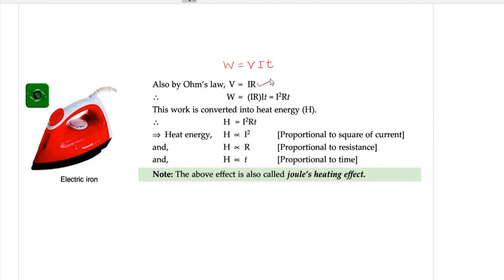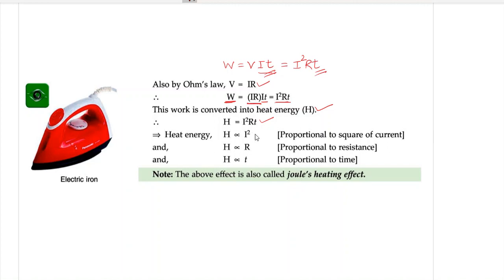What if we use Ohm's law and put the value of V, which is equal to IR, in this formula? We'll get W is equal to, in the place of V, I put I into R, where I is current, R is resistance, multiplied by IT. IT is always there, right? So IR into IT is I square RT. This is the heat energy generated. Heat energy generated is I square RT. Remember it. W is equal to VIT or I square RT. These both formulas are valid, okay? VIT or I square RT.